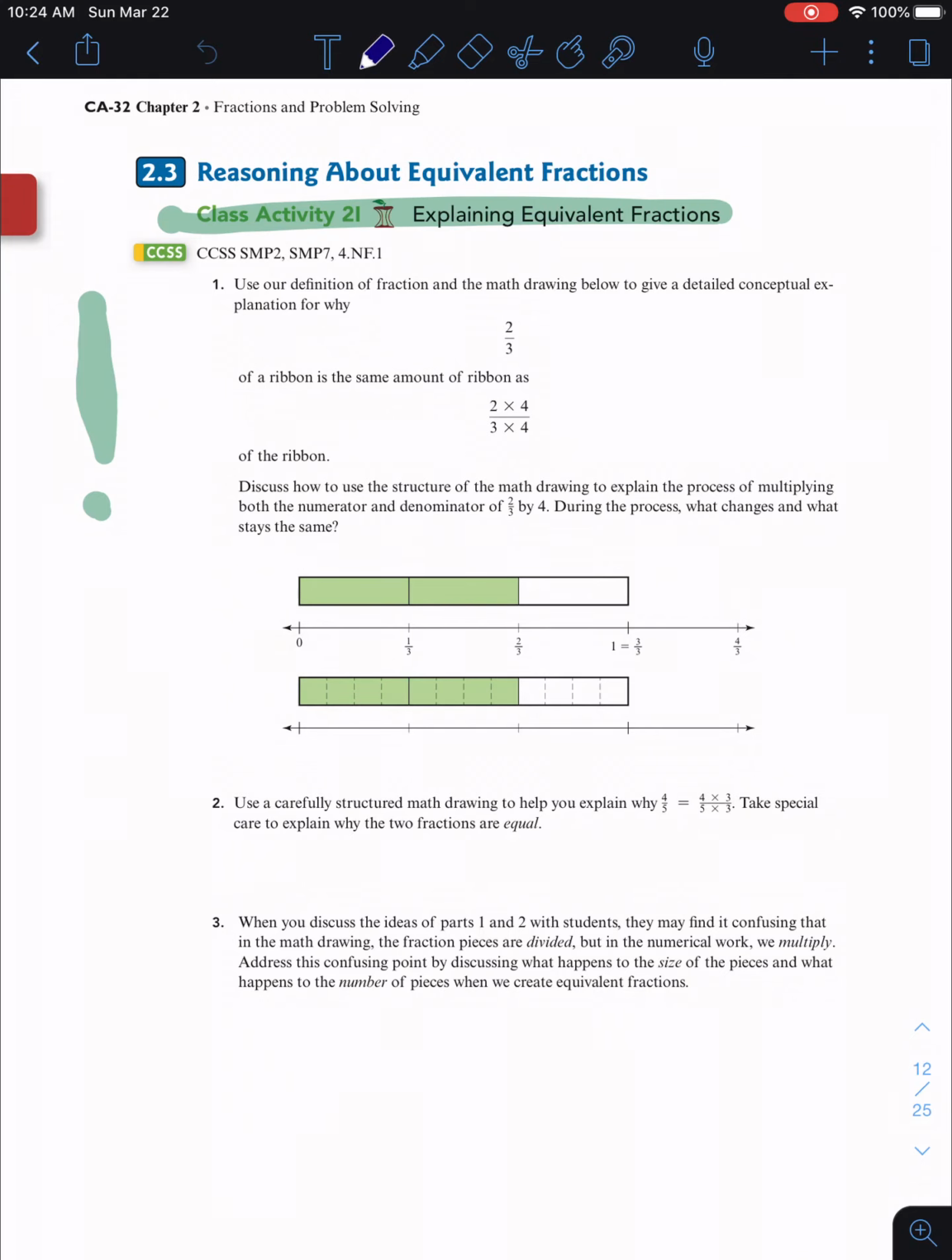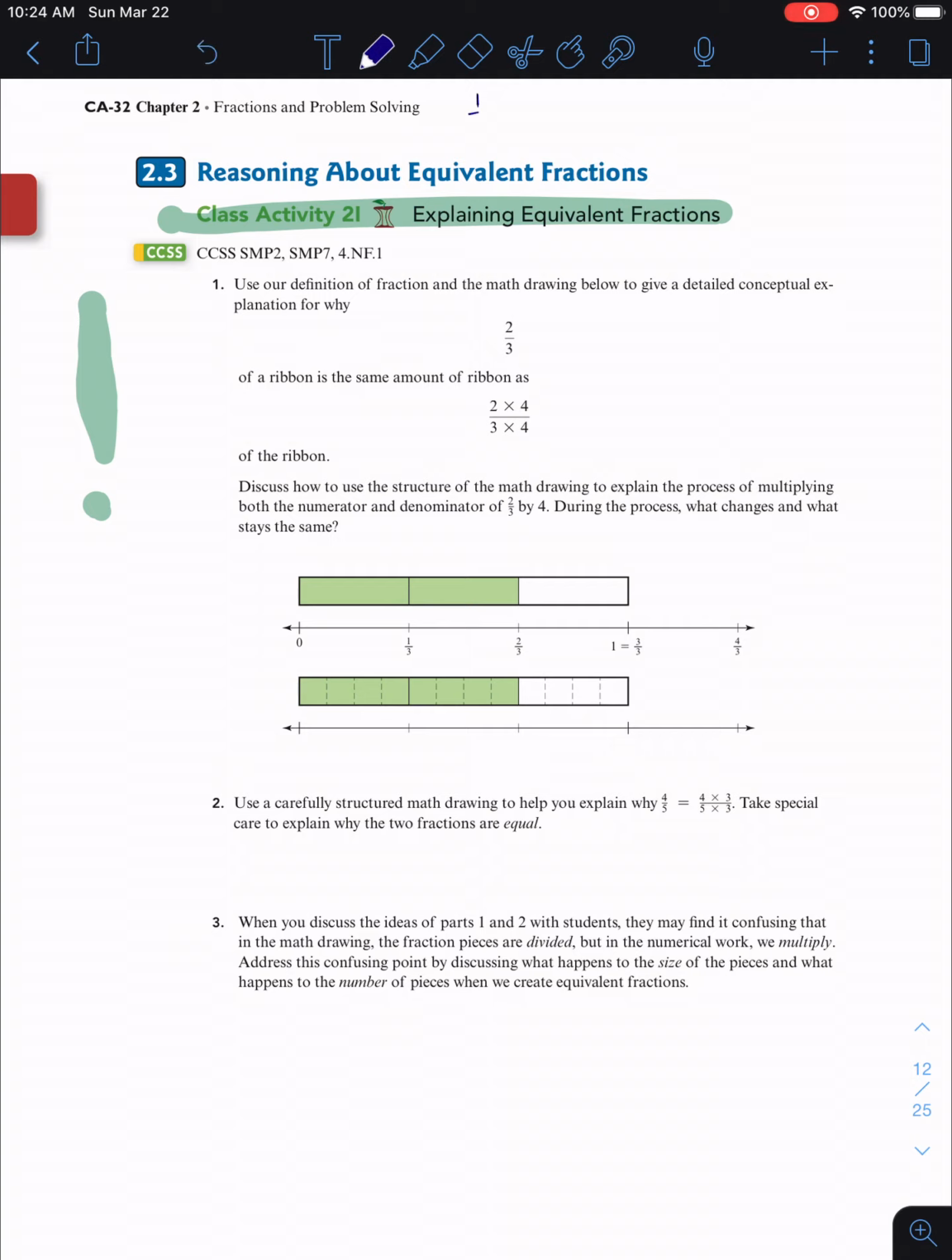Hi everyone, so let's get back to the fractions conversations that we were having. Slightly different format, but here we are, section 2.3. So we are on page 32 of your activities book. Now, if you remember, we were talking about our new definition of fraction.